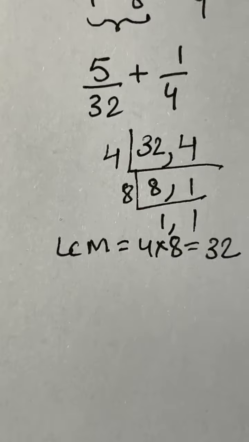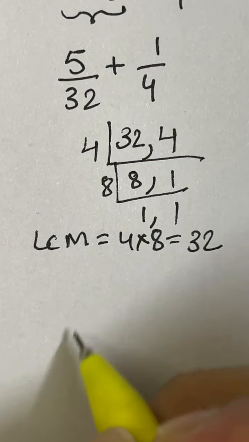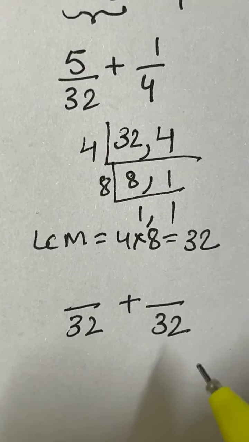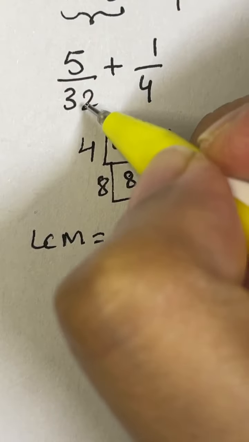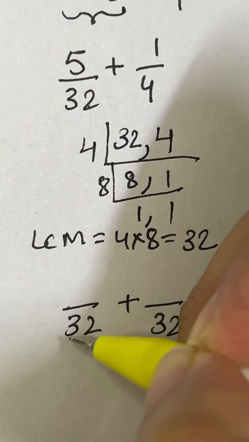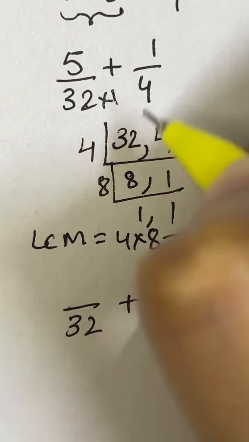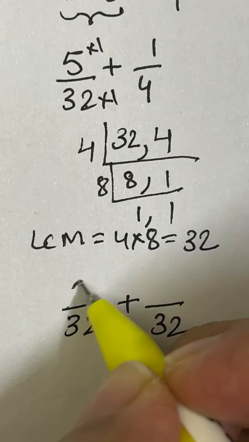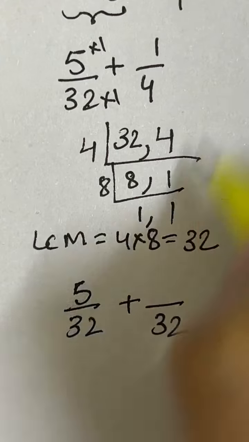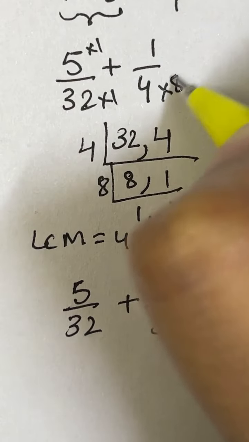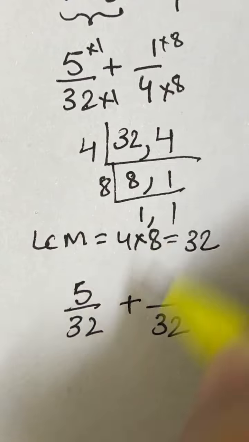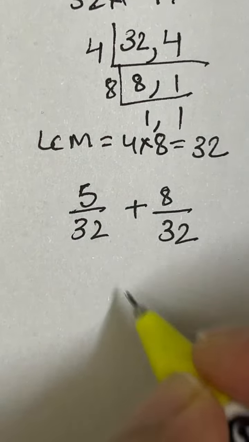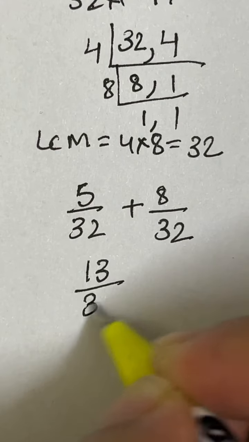Okay, now let me make the denominator the same, that is 32 here and 32 here also. Here the denominator is already 32, so that's just times 1. So you multiply by 1 in the numerator as well: 5 over 32. Plus, 4 times what gives you 32? 8. So multiply by 8 in the numerator. 1 times 8 is 8. So 5 plus 8 gives you 13 over 32. That's your answer.